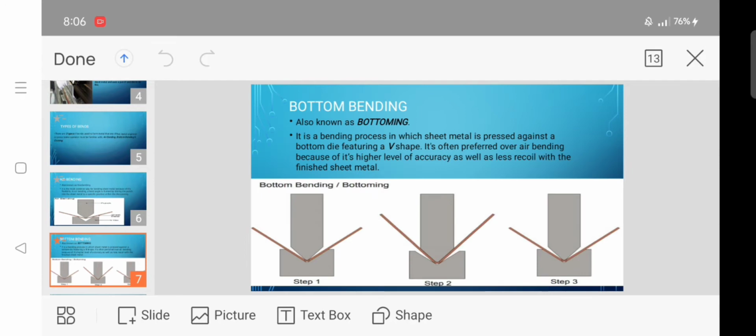Bottom bending, also known as bottoming, is a bending process in which sheet metal is pressed against a bottom die featuring a V shape. It's often preferred over air bending because of its higher level of accuracy as well as less recoil with the finished sheet metal.